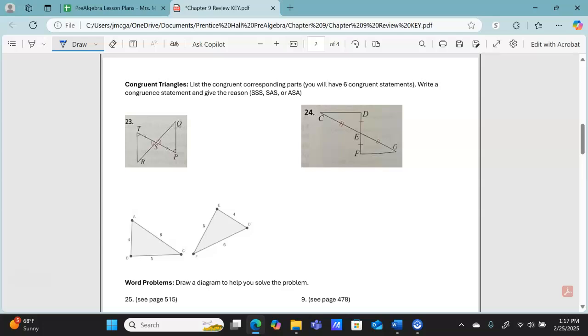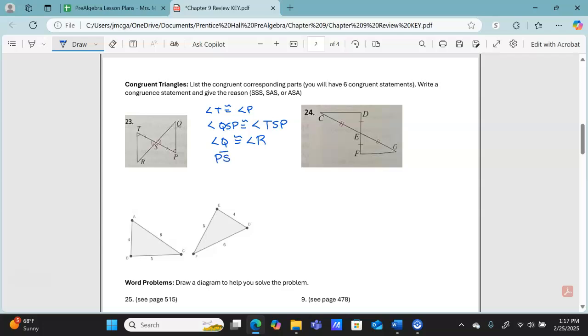Congruent triangles, number 23, list the congruent corresponding parts. You'll have 6 congruent statements. So angle T is congruent to angle P, and I can see that by the marking. Angle S, you could just have S. It's more properly named QSP and TSP, but if you just have S, that's fine. So then that forces angle Q to be congruent to angle R because it's the only other angle left.